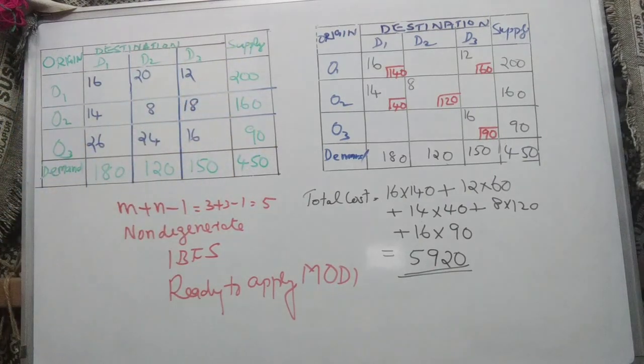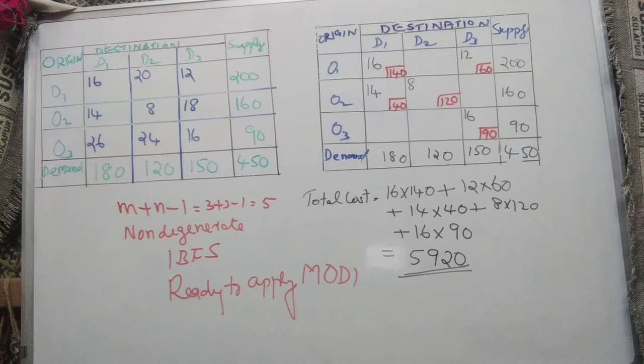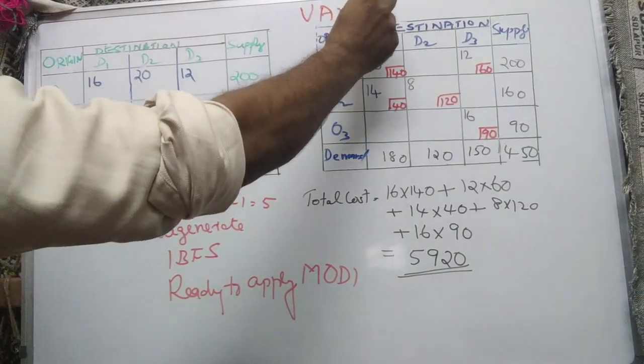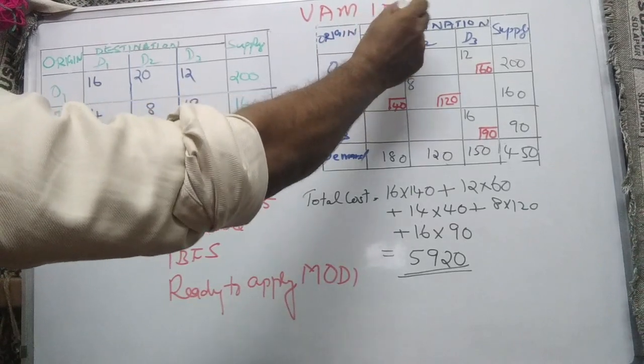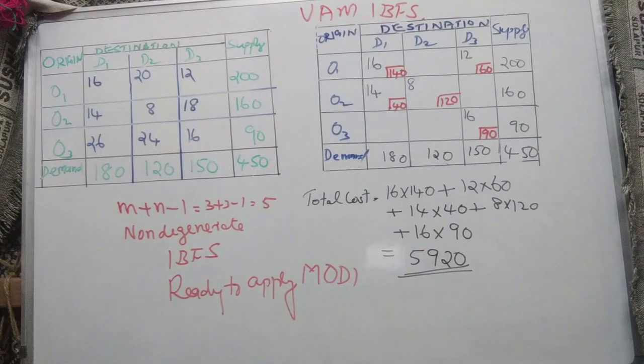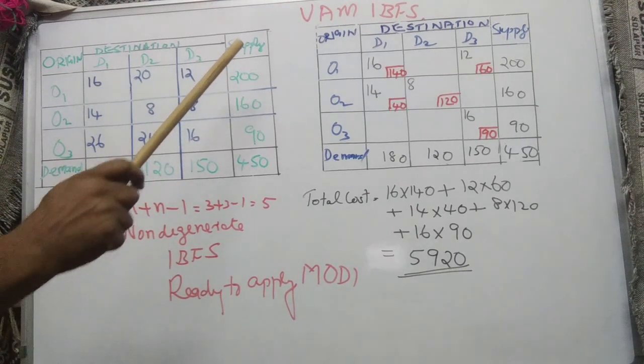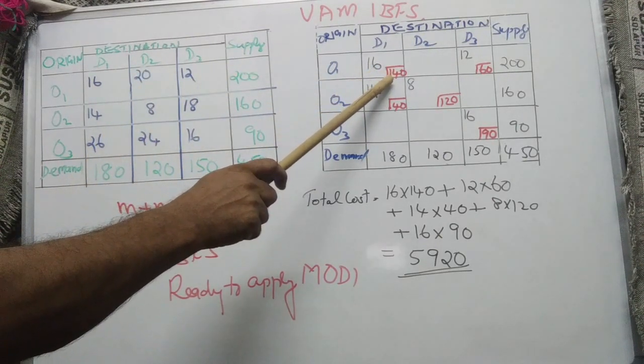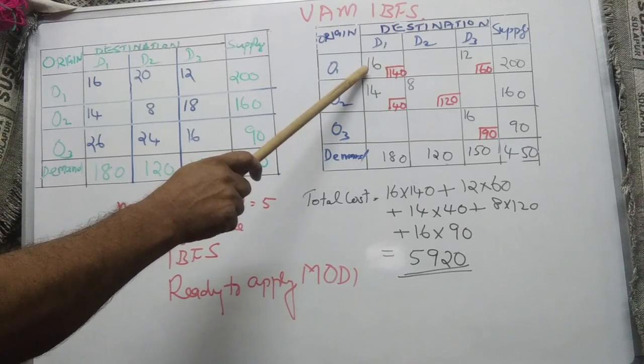Then our first task is to obtain IBFS. We discussed in part 1 and part 2 the three methods, and it is better to use VAM. Then by Vogel's approximation method, the IBFS is marked on the board. You are so familiar with this procedure, so I am not illustrating Vogel's approximation method in this class. It is known to you. So this is the initial basic feasible solution for this problem. The entries in red are the allocations. 16 is the cost.